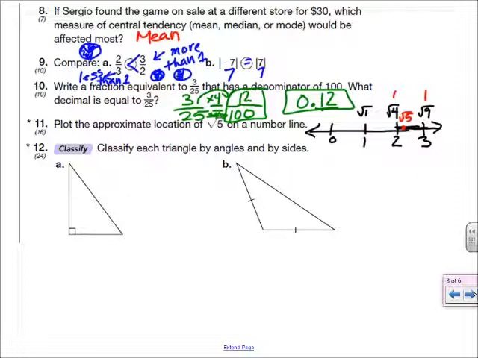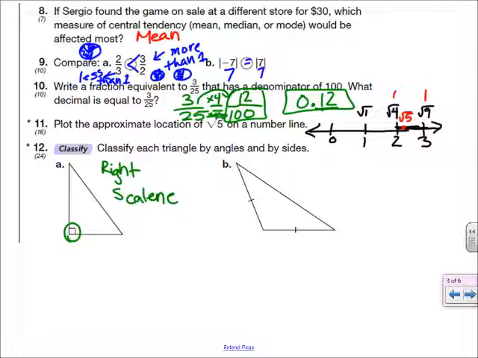So this triangle here, by angle, we see that it has a right angle, so it is a right triangle. And we also see that there's no tick marks like we see in B to tell us that the two sides are the same. So we don't know that they are, so we would assume then that all of the sides are different. And if all the sides are different, it's called a scalene triangle.